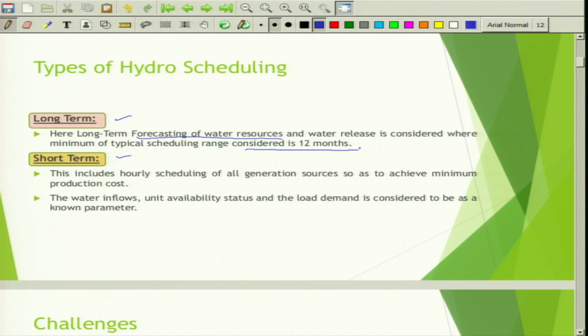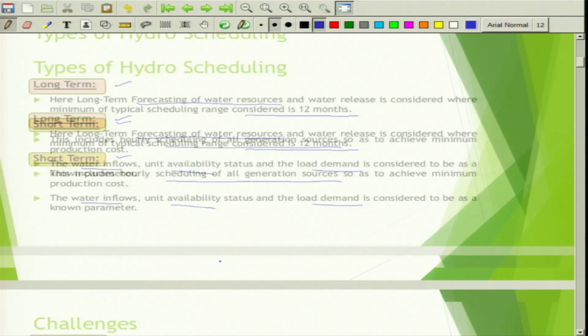So that also we need to bring into consideration while we have long term scheduling, whereas the short term includes hourly scheduling of all generation sources so as to achieve minimum production cost. So that is the objective. Now here the water inflows, availability of the unit and the load demand are considered to be known parameters while we carry out this short term scheduling. So what is the available water inflow, what is the load demand, and what is the status, whether the hydropower plant is available for generation or not. These things are considered to be known parameters before we go for short term scheduling.